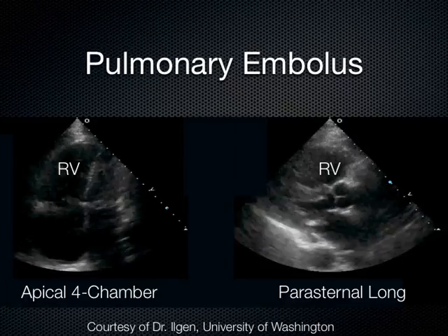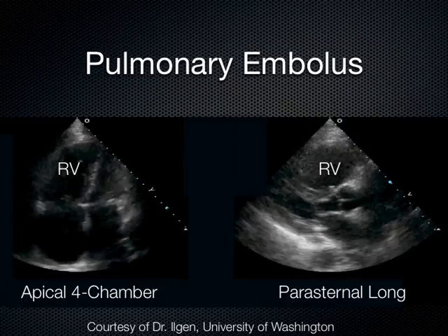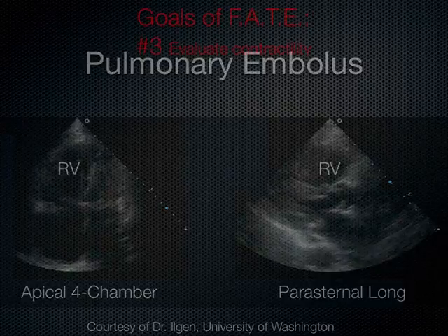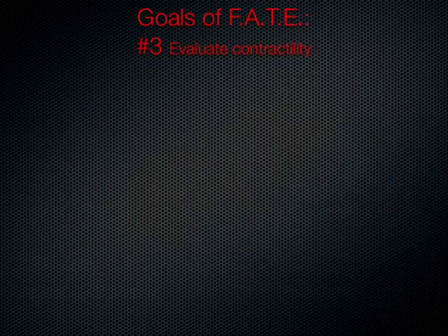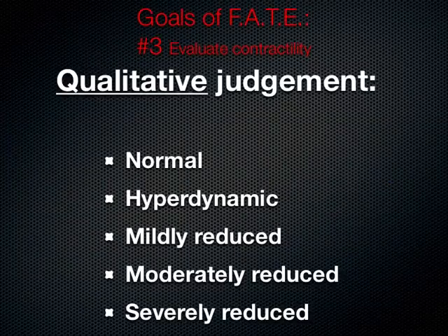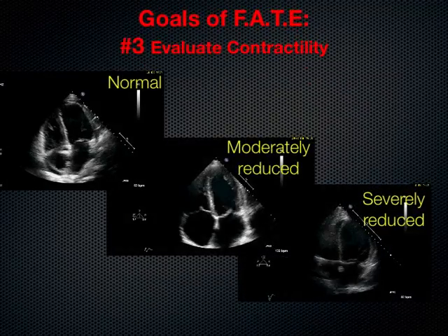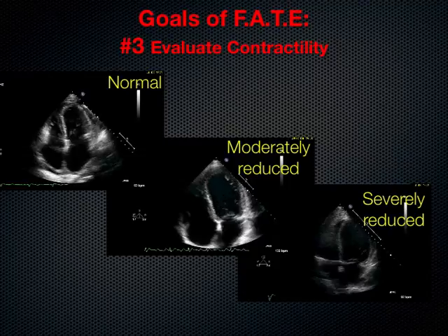Big right ventricles in the case of pulmonary embolism. Now, moving on to the third goal, to evaluate contractility. What we're going to do here is basically a qualitative, not a quantitative, judgment of the heart, and we can see if it looks normal. Hyperdynamic is when we see a lot of kissing of the walls of the heart. Mildly reduced, moderate, or severely reduced contractility. And just by looking at the heart, we can usually do this without having to measure anything at all.